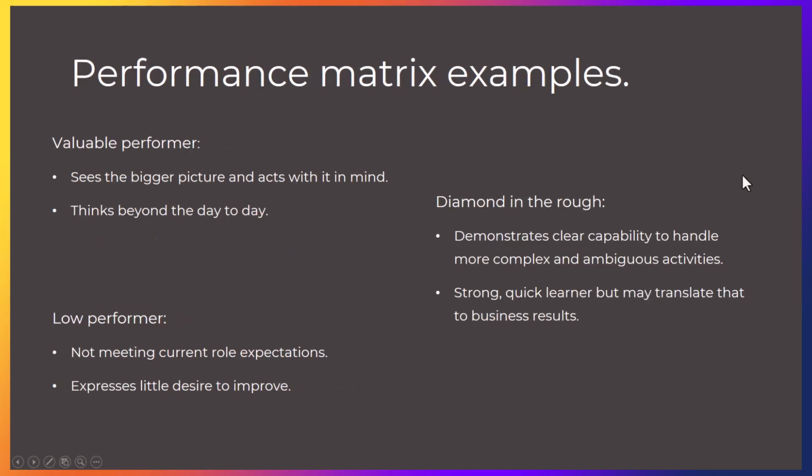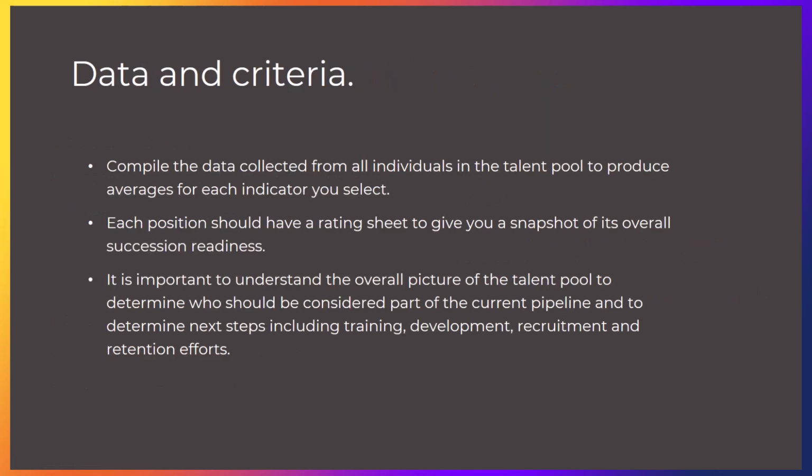And then again, just continuing some examples here, a valuable performer sees the bigger picture and acts with it in mind, thinks beyond the day-to-day. A low performer is not meeting current role expectations, expresses little desire to improve. And then a diamond in the rough is demonstrating clear capability to handle more complex and ambiguous activities. They're a strong, quick learner, but may not translate that to business results. So again, these are just some great examples of how to work that matrix and what these things mean.